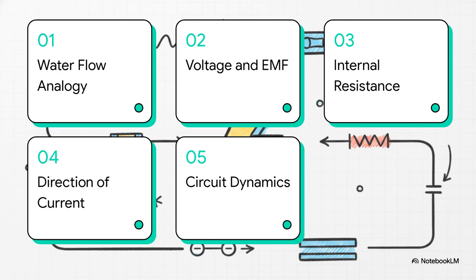Here is our mental roadmap for how we're going to build our understanding today. First, we'll look at electricity as a water flow. 2. Defining voltage and EMF. 3. Internal resistance and terminals. 4. The direction of current. And 5. Measuring circuit dynamics.